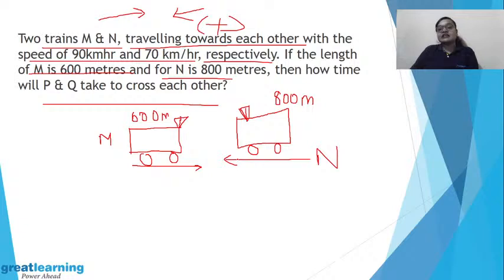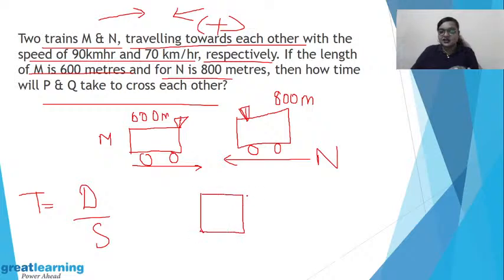Whenever we solve a train-based problem, one important thing we have to know is that the basic formula for time taken is nothing but distance divided by speed. How we have to calculate distance here and how we have to calculate speed over here is something we have to be very, very clear about. So for example, if these trains have to cross each other, first of all they should be having this.